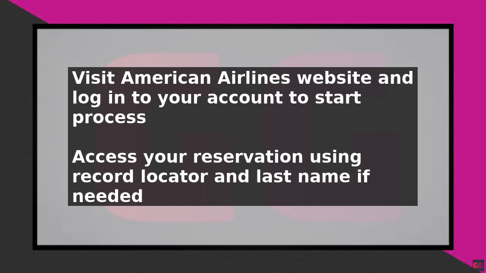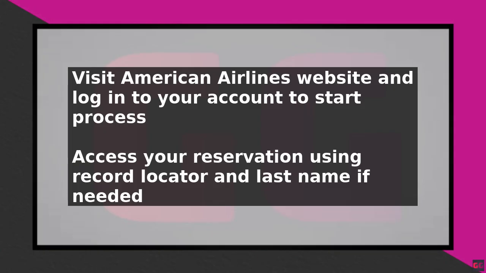Changing travel dates on American Airlines can be a straightforward process if you follow the right steps. To begin, visit the American Airlines website and log into your account. If you do not have an account, you can also access your reservation using your record locator and last name.